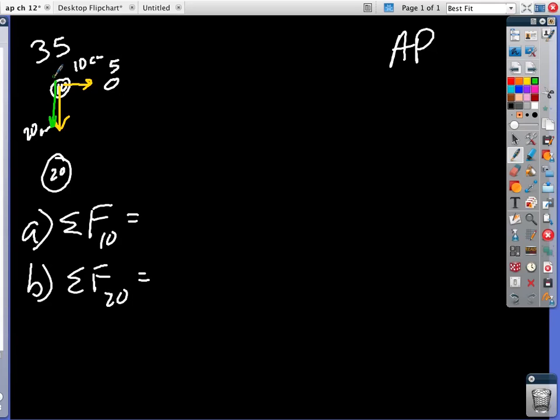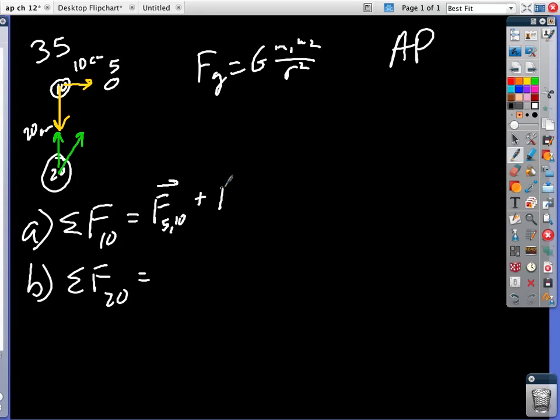Part B is asking this. Oops, because it's asking for the effect on the 20. Does that make sense to everybody? Okay. So now it's just a matter of doing the calculation. So we know Fg is big G m1 m2 over r squared. So what you're going to do is just get F of 5 on 10 and add F of 20 on 10.